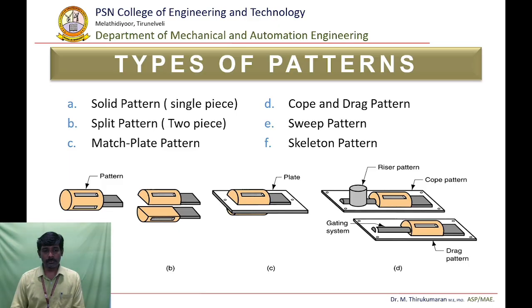These are the types of patterns. The first one is the solid pattern, which is a single piece. Next one is the split pattern, which is in two pieces: the whole solid pattern is split into two, bottom and top. Next one is the match plate pattern, which means the shape of the mold is supported on the upper plate and bottom plate. Based on the match plate, we can develop a product.